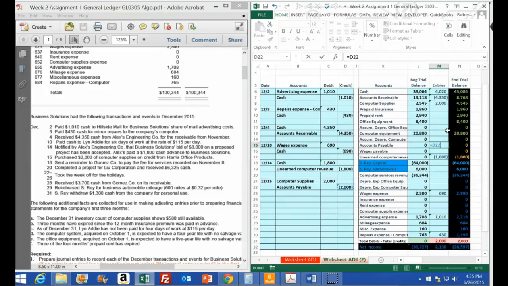And scroll over to the credit. That's a credit. It's going to go up in the credit direction. Put us back in balance. No effect on net income. So then we're going to go to 1216.